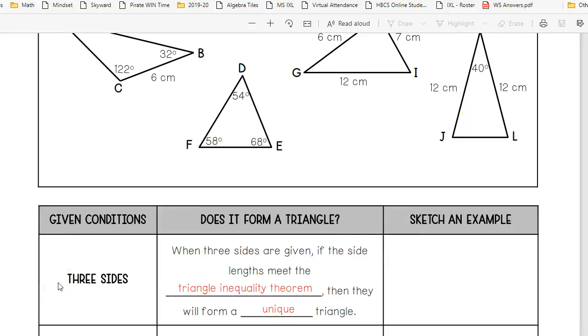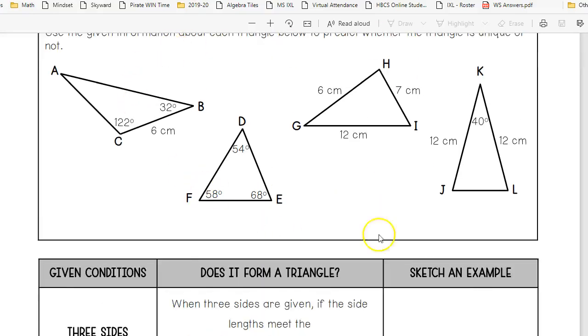If you are given 3 sides of a triangle, when 3 sides are given, if the side lengths meet the triangle inequality theorem that we learned about a couple lessons ago, then they will form a unique triangle. That triangle inequality theorem tells us if we add up 2 of the sides, it's got to be greater than that third remaining side.